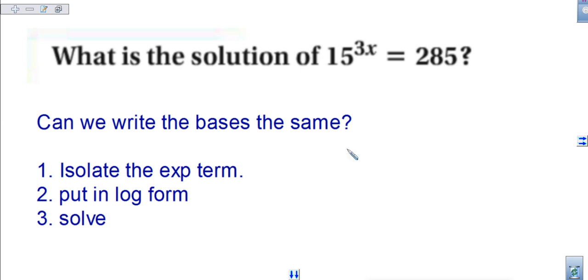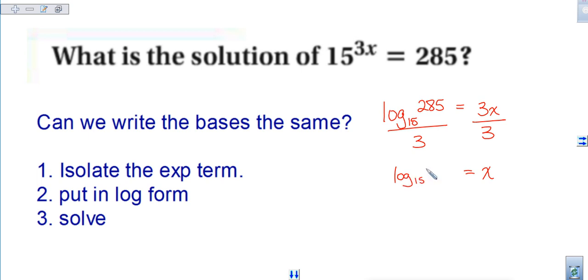Okay? So first thing we're going to do is make sure our exponential is by itself, and it is. There's nothing added, multiplied, or anything like that to our parent function here. And now we're going to put it into log form. So this will be log base 15 of 285 equals 3x. Okay? Then we're going to solve for x. Divide by 3 to both sides. Okay? And so x will equal log base 15 of 285 over 3.